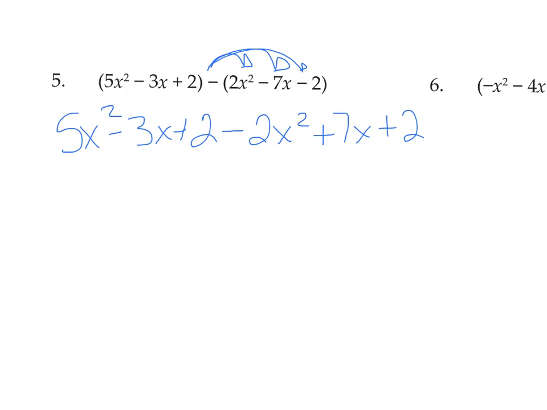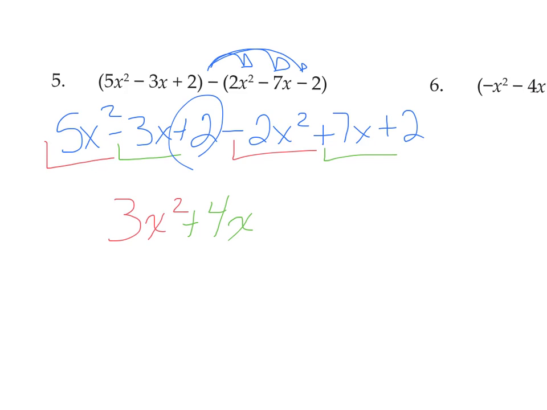Now we start combining like terms. Do the squared terms first. 5x squared minus 2x squared. 5 minus 2 is 3. So we have 3x squared. Then the x terms, -3x plus 7x. -3 plus 7 makes 4. So we have 4x. And then the constant terms, +2 and +2 make 4.